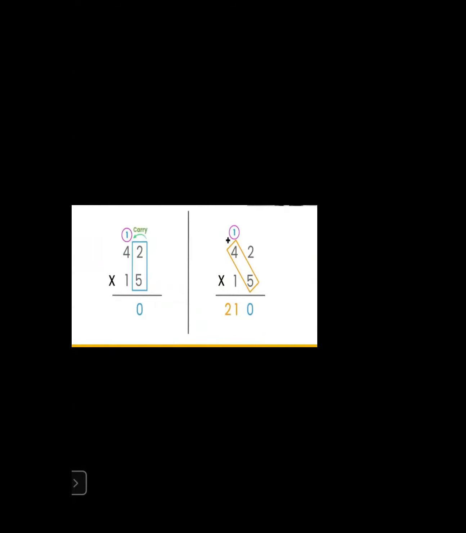And we have to place 0 at the downside of the 5 and take a carry to the tens place. And then we have to solve the tens place. And 5 into 4 is 20. And we have a carry 1. 20 plus 1 is 21. And the answer is 210.